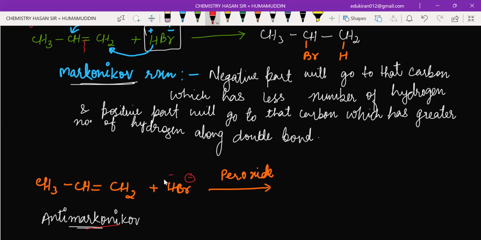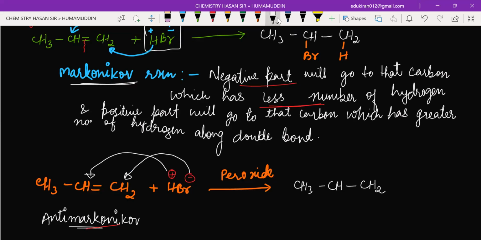So this is your negative, this is your positive. In Markovnikov, negative part will go to lesser number of hydrogen. So in anti-Markovnikov, negative part will go to that carbon which has greater number of hydrogen, and positive to that carbon which has lesser number of hydrogen, and hence the product will be, you can see, first of all the double bond will be broken, and hence the hydrogen will come here and bromine will be here. So isn't it easy?